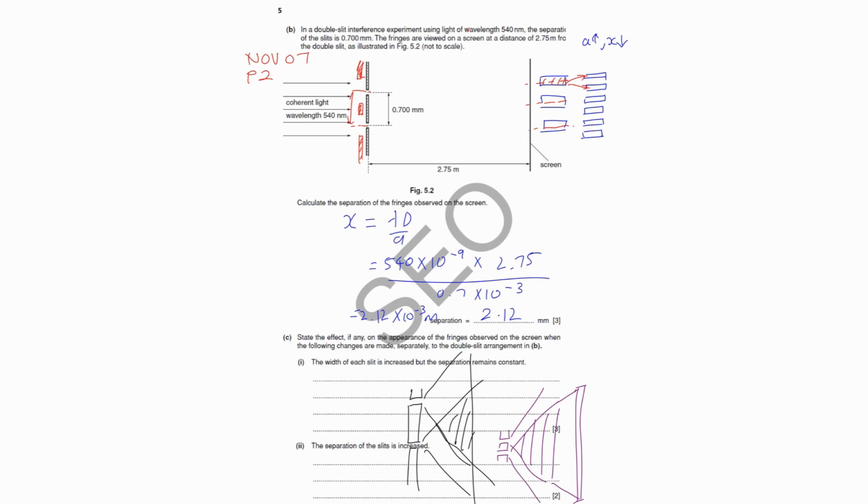You change this, you will only change the x, it will not affect the appearance of the bright and dark fringes, as in that brightness. Only lambda and D will affect the brightness. So you must remember this.